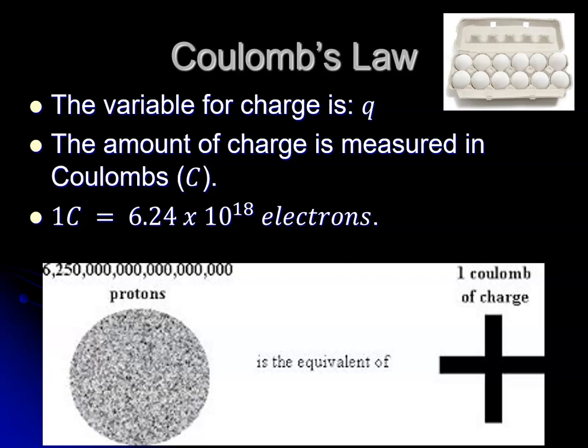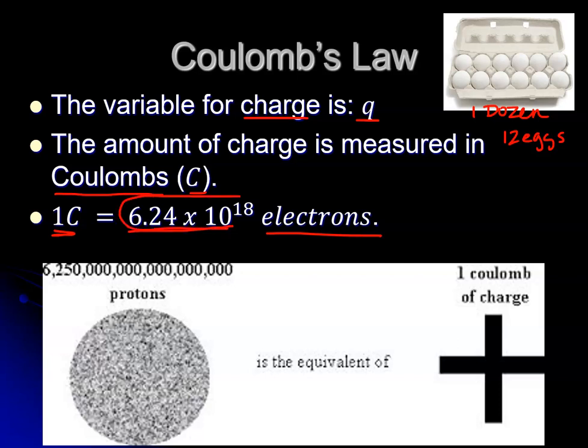With Coulomb's law, the variable for charge is going to be Q. And the amount of charge is measured in something called coulombs and is abbreviated with a capital C. A coulomb is basically a counting unit. Just like you might say that you have a dozen eggs and mean that you have 12 eggs, saying that I have 1 coulomb of charge is saying that I have 6.24 times 10 to the 18 electrons. It's basically saying I have this much of something that has charge.